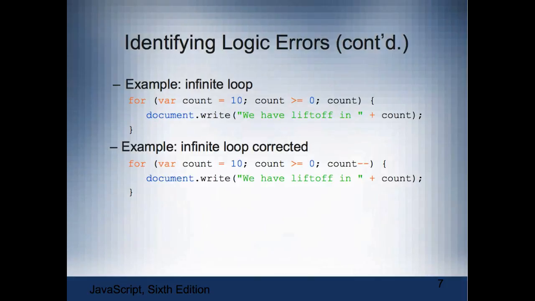Here's another example of a logic error. We start with the for loop, but instead of incrementing our counter variable count, we just leave it the same. That results in an infinite loop because count starts at 10, and the condition count is greater than or equal to 0 is always true when count remains 10. That results in this infinite loop. To correct this logic error, let's go ahead and decrement that counter variable count by 1 each time the loop iterates.